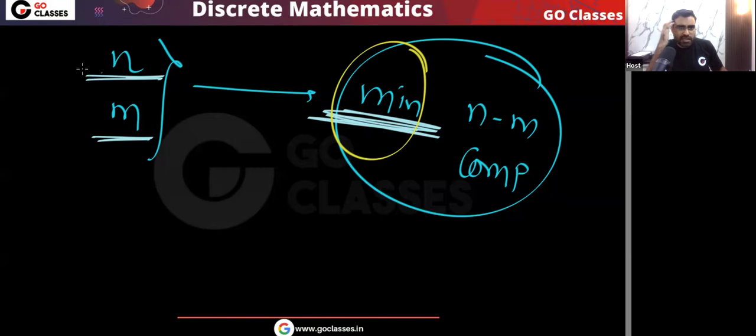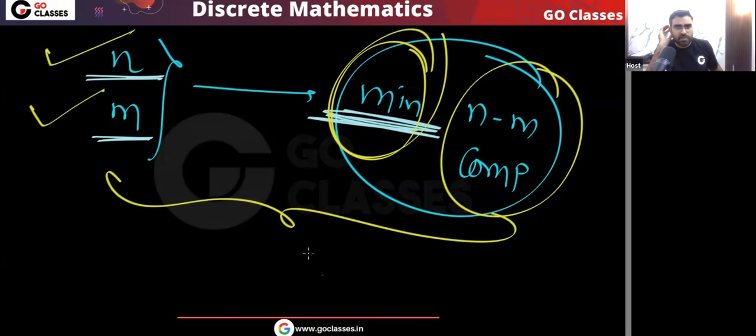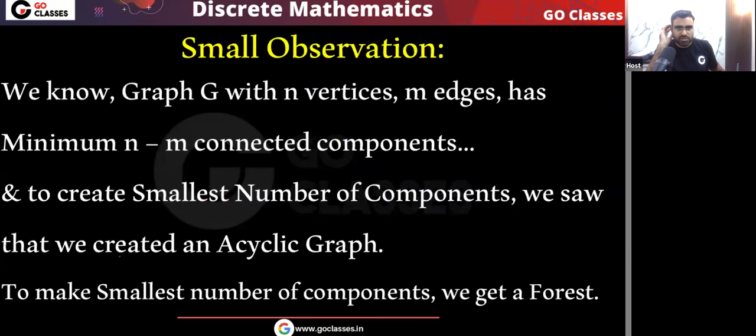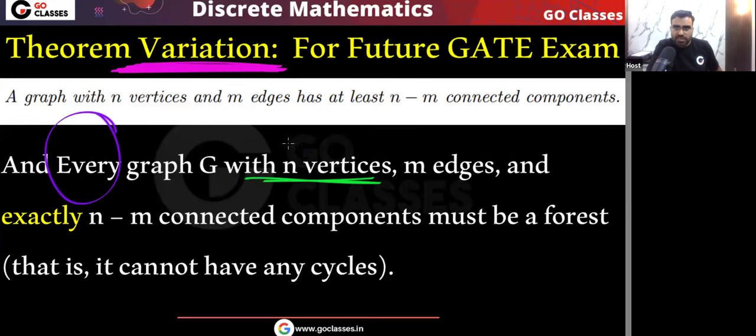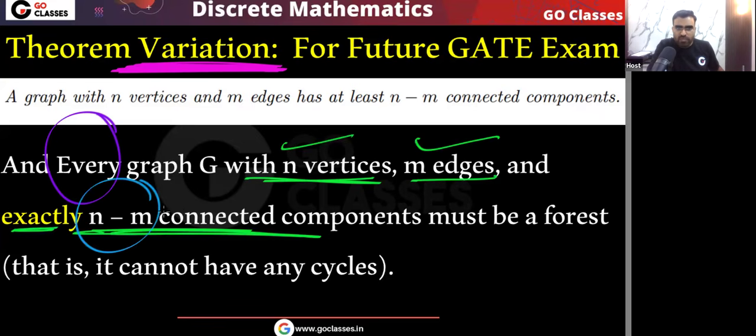So this is what I'm saying, that any graph with n vertices, m edges, and the minimum number of components will be an acyclic graph, will be a forest. Okay, it will be a forest. So this is the variation of the theorem for the future GATE exam, remember. It is nothing complicated, just a small variation: every graph with n vertices, m edges, and n minus m connected components, because this is the minimum number of connected components possible, will be a forest. Yes or no? Okay, clear? Let me know.